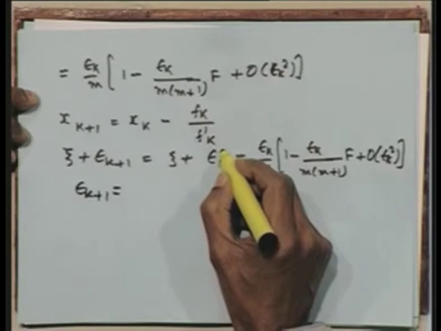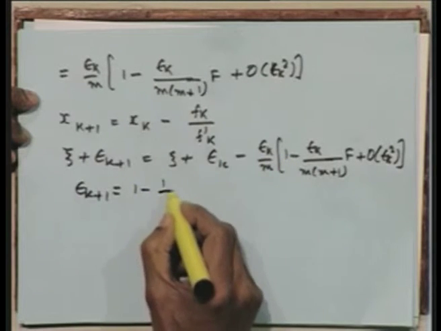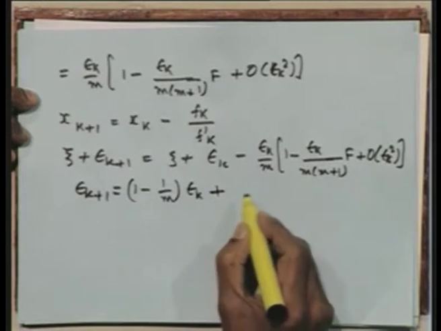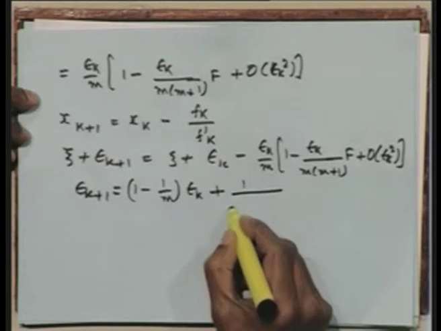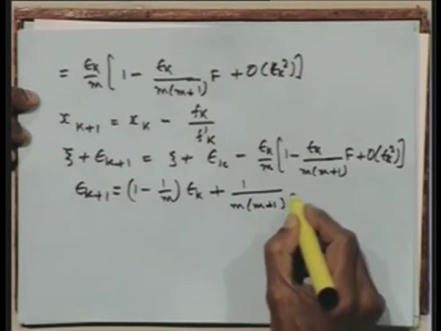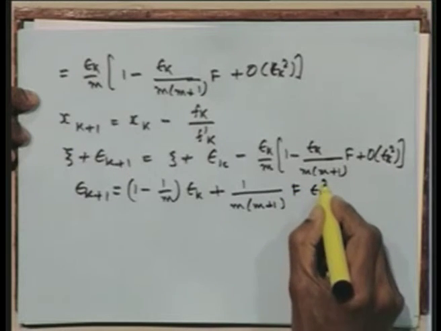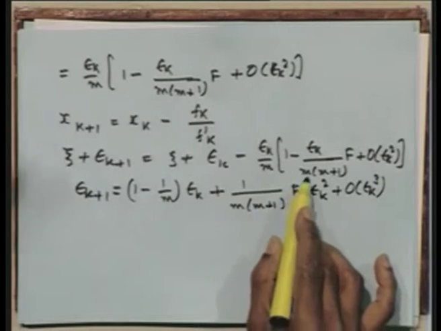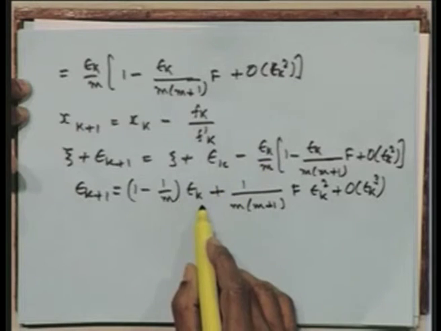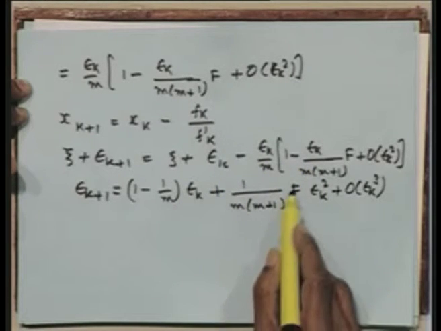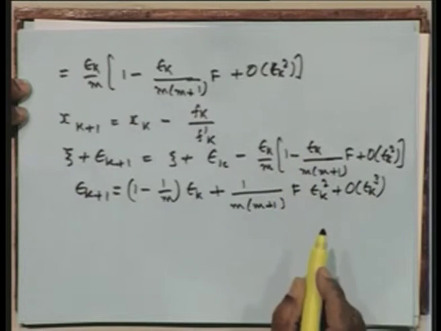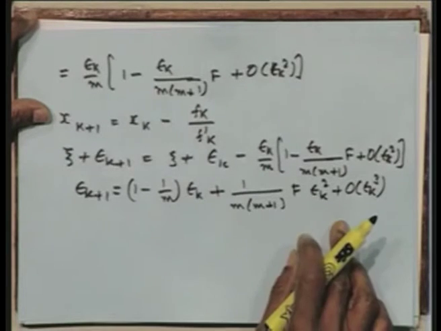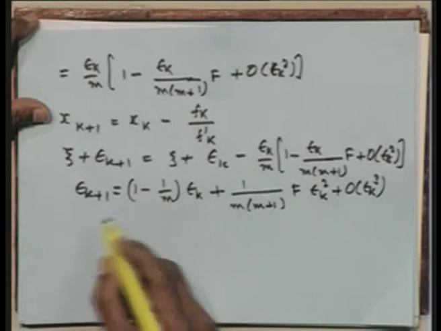The right hand side I will collect epsilon k from here. So 1 minus 1 by m into epsilon k, plus 1 upon m, m plus 1 f epsilon k squared plus order of epsilon k cubed. So we just collected the terms and written this as 1 minus 1 upon m into epsilon k, plus 1 upon m into m plus 1 f into epsilon k square plus so on. Now the error term produced for the Newton-Raphson method has on the right hand side epsilon k, therefore the order is 1.